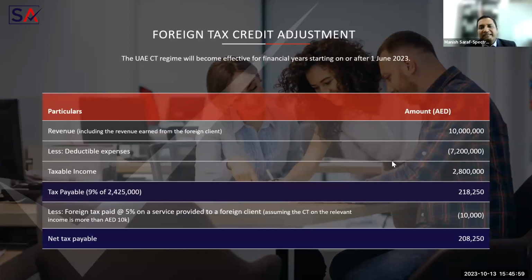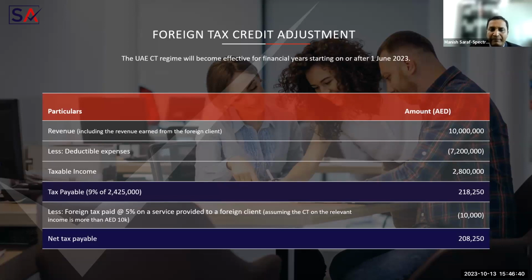There's a revenue of 10 million in the UAE entity, and after deducting the expenditure, the taxable income is 2.8 million. On that 2.8 million, the company is going to pay tax on the amount beyond 375,000, which is 2.425 million. On that, 9% tax liability is 218,250. Now, if company A has paid some tax outside UAE, suppose 10,000, then that 10,000 can be set off against the tax liability of 218,250. The balance net tax payable in UAE is 208,250.